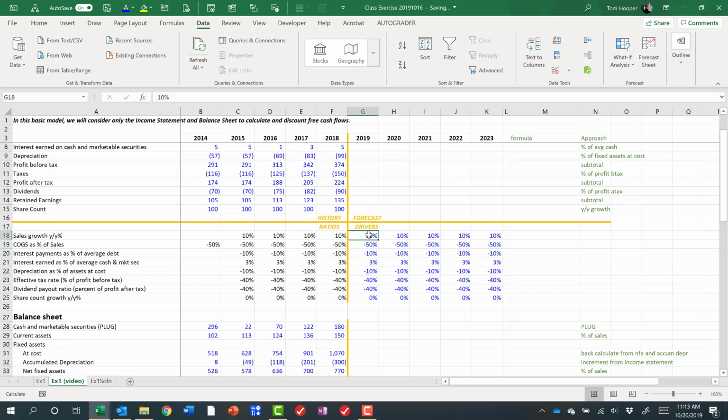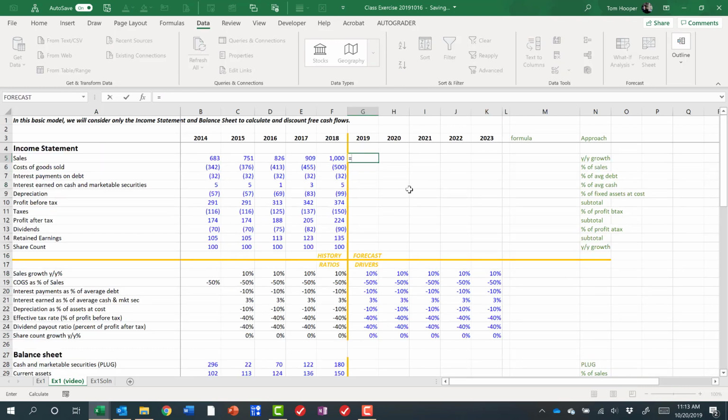Now if we know our sales are growing year over year at 10%, then we should be able to come up here and say the previous year times 1 plus 10% to get those sales. If we know that cost of goods sold as a percentage of sales is a negative 50, then we can just multiply sales times that negative 50. And in each one of these formulas, we'll just undo the math that we did over here.